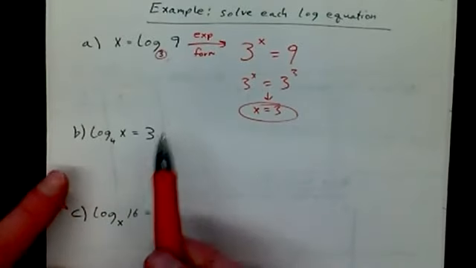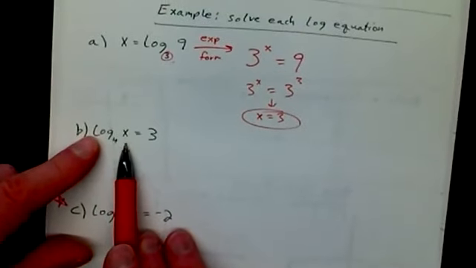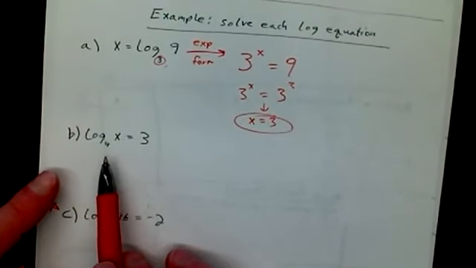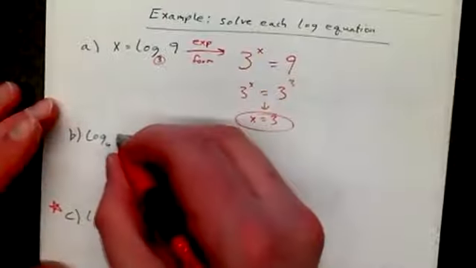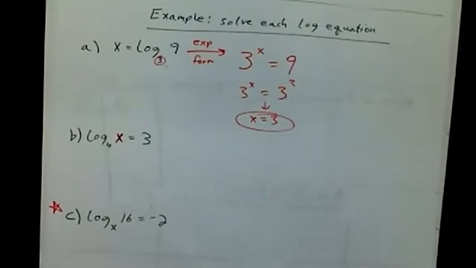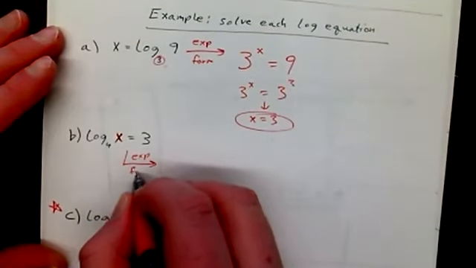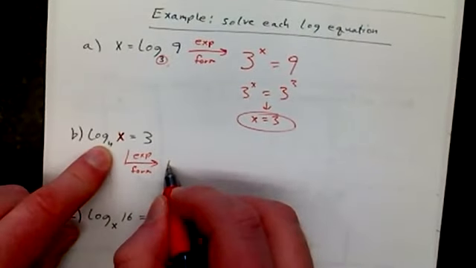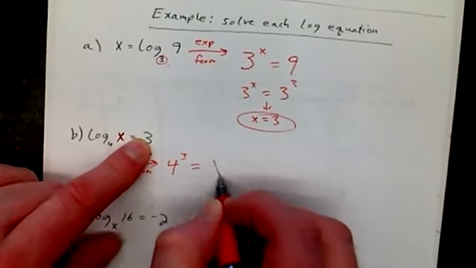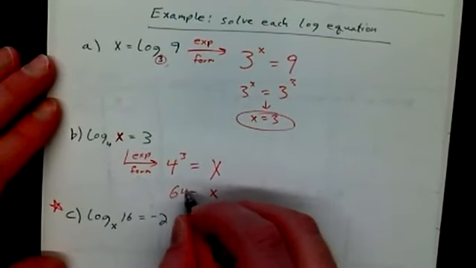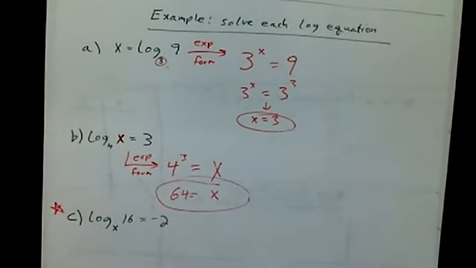Let's try this one. So now notice the x, what we're looking for is in a different spot. It's in the argument of the log. The log is like a function, okay? So x is sort of like if we had f of 2 or something like that. So same thing I'm going to do. I'm going to write this thing in exponential form. And that would tell me that the base to the third is equal to x. Well, that's actually pretty easy. That's just x equal to 64. Okay, so that's how to do it if the x is in that position.